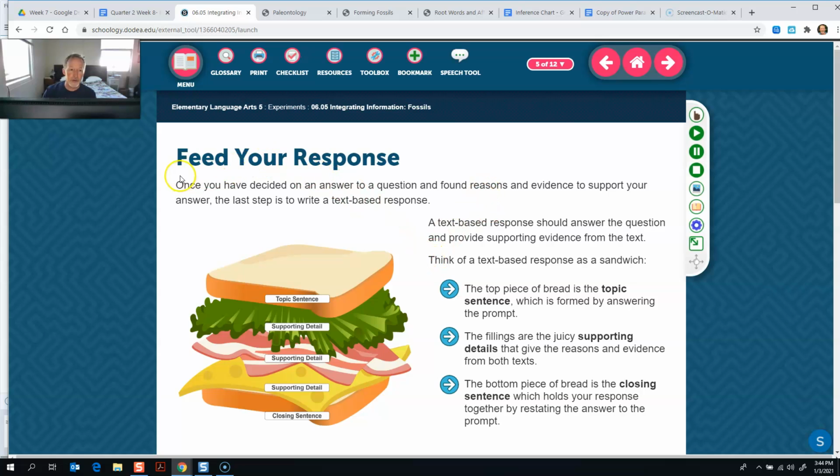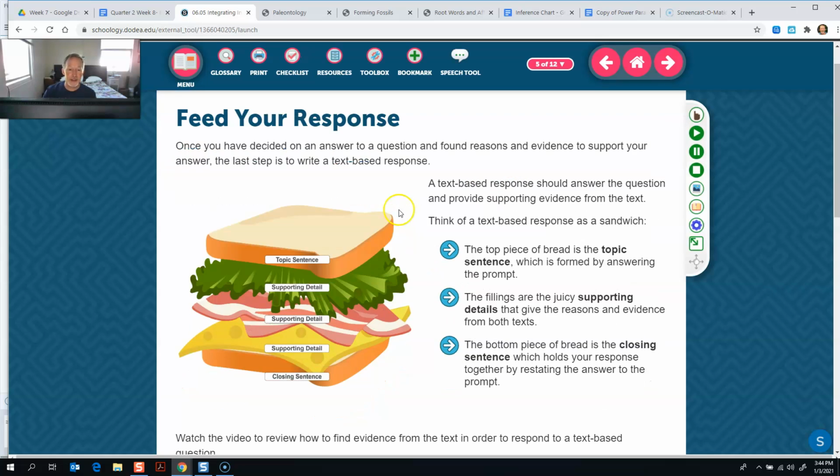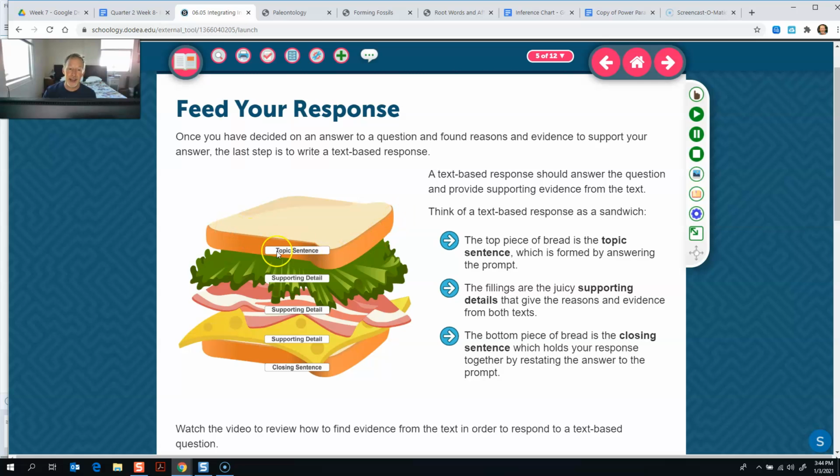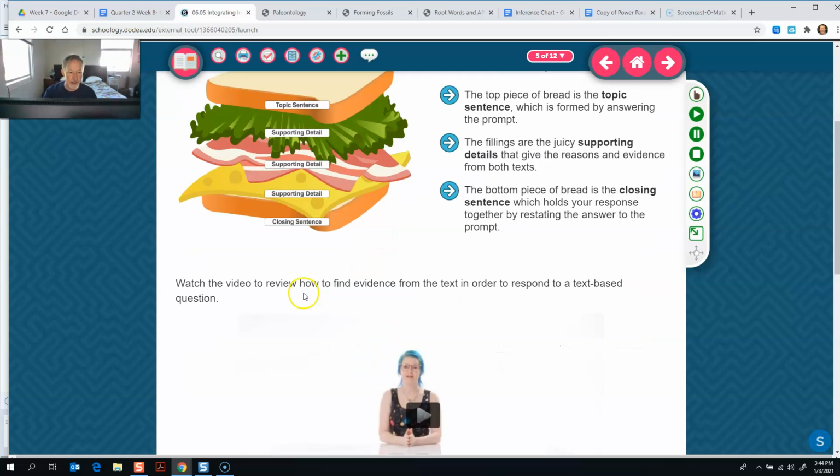And what they're doing right here is feeding your response. And all we did was break it down exactly like the sandwich. You have your topic sentence, which is your green. We got our supporting detail, which is the yellow. And then we've got your more details, which are your red. So this is kind of combined here, and then you have your closing sentence right there. It's reason, details, reason, details. Basically the same.